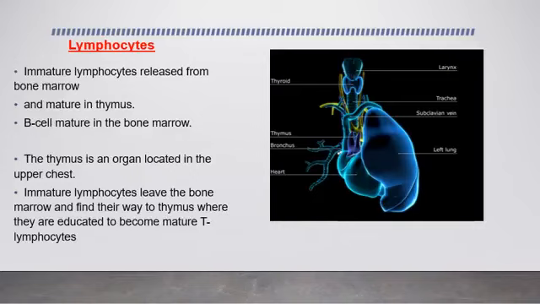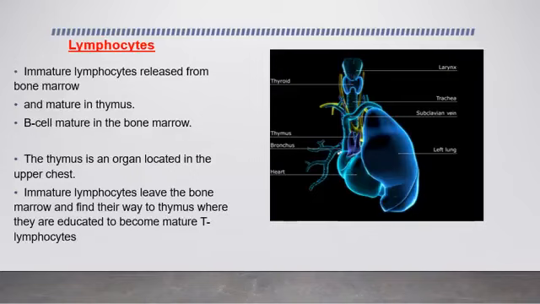In the lymphocytes, especially the T cells, they are immature when released from the bone marrow but mature in the thymus. But the B cells mature already in the bone marrow, so they are released and mature in the bone marrow. The thymus is an organ located in the upper chest, and the immature lymphocytes leave the bone marrow and find their way to the thymus, where they are educated to become mature lymphocytes.